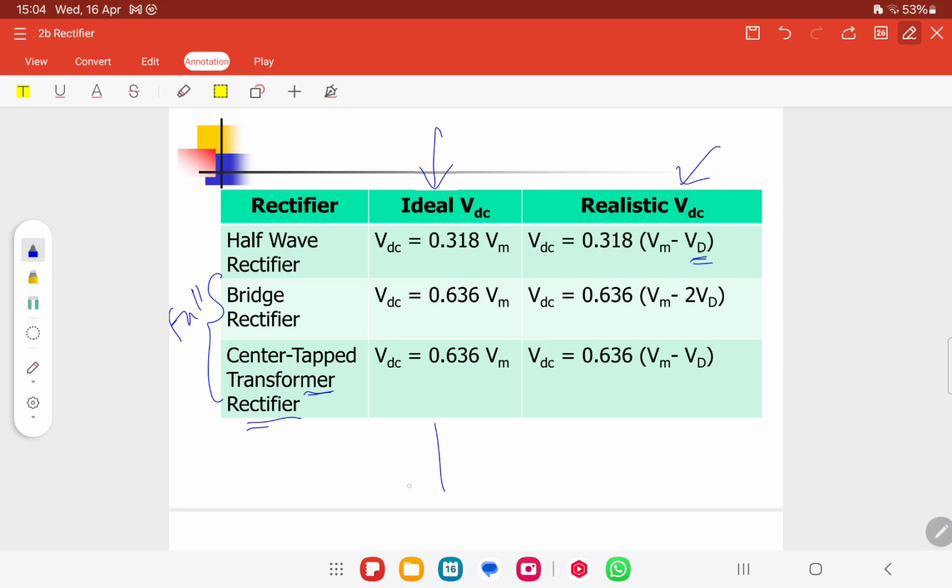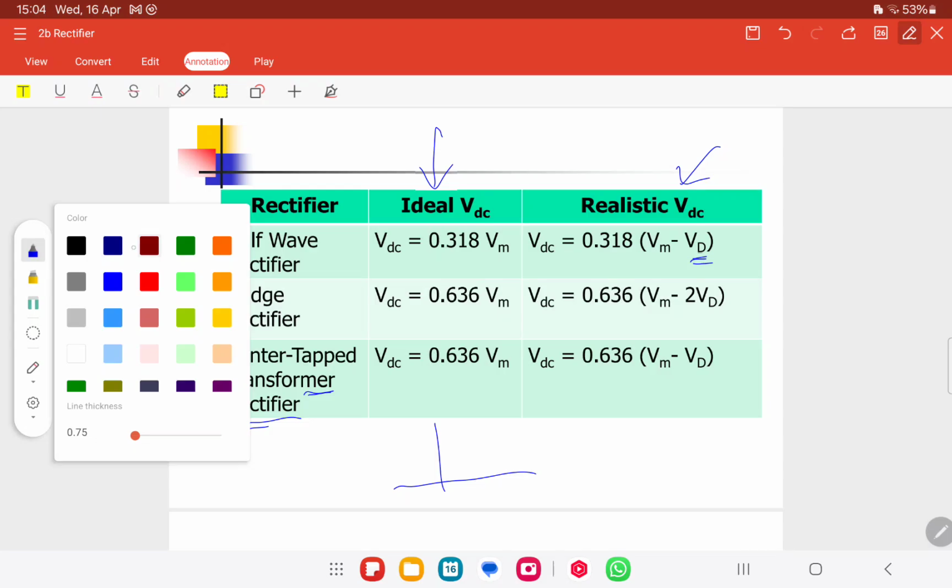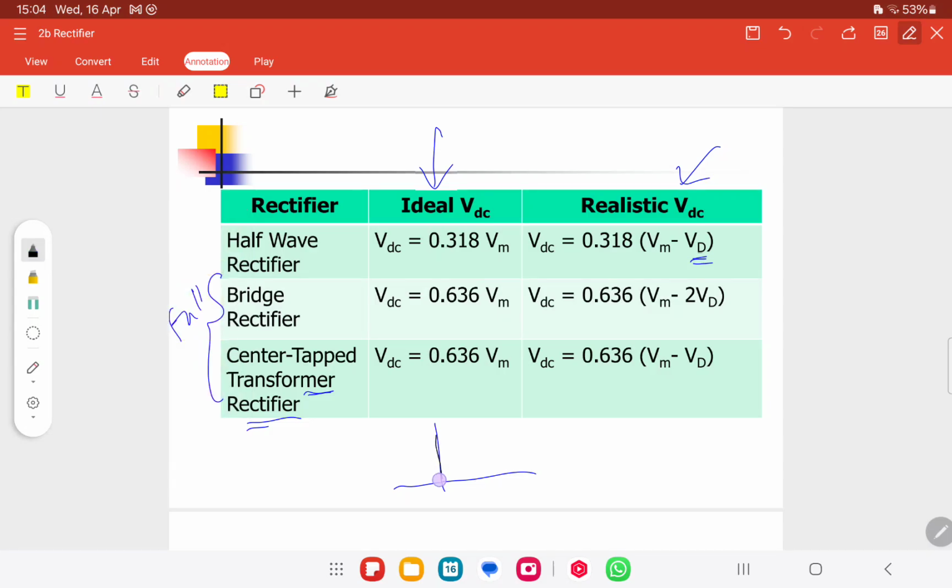That is why for the ideal diode, the IV characteristic is just like this. It is on the origin, on the X axis and Y axis. This is I, this is V. And then this one is Vm minus 2VD.